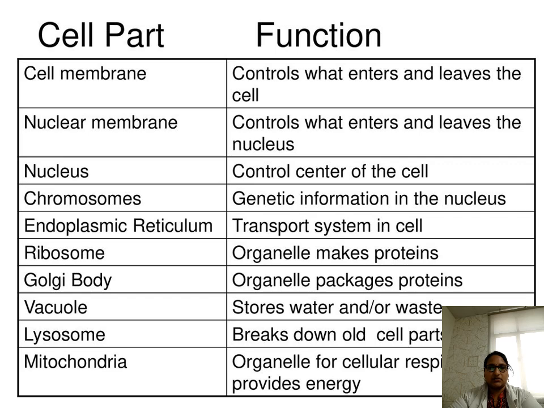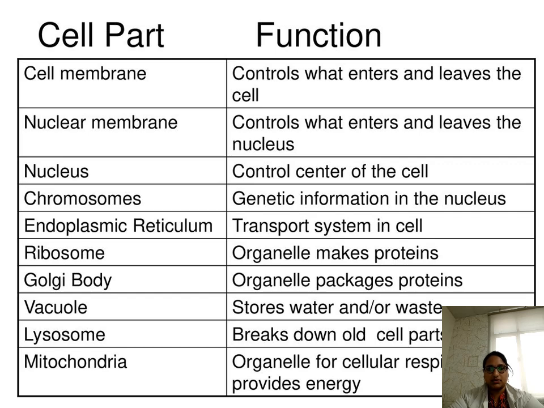So these are the functions of various parts of the cell as we discussed before. The cell membrane controls what enters and leaves the cell. And nuclear membrane controls what enters and leaves the nucleus. Nucleus is the control center of the cell. And the chromosomes contain the genetic information in the cell. And endoplasmic reticulum acts like a transport system.